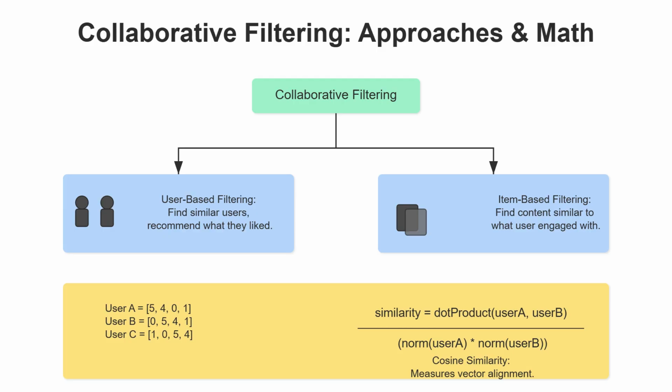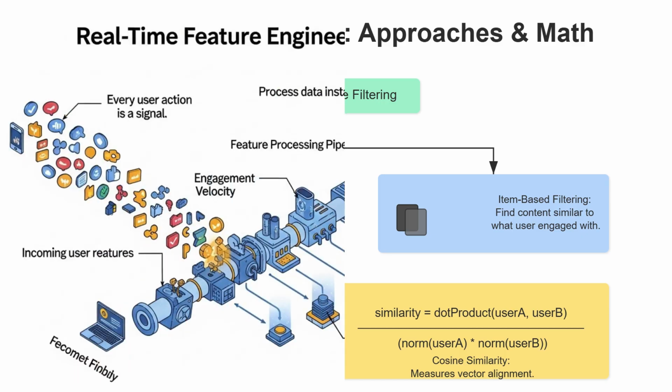Now, about the math, it's simpler than it sounds. We represent each user's taste as a vector, a list of numbers where each number shows how much they like a content type. To find similar users, we calculate cosine similarity. Cosine similarity tells us how aligned two user vectors are. A high score means they like similar things, allowing us to confidently recommend what one user liked to the other. It's a powerful way to turn abstract preferences into actionable insights.